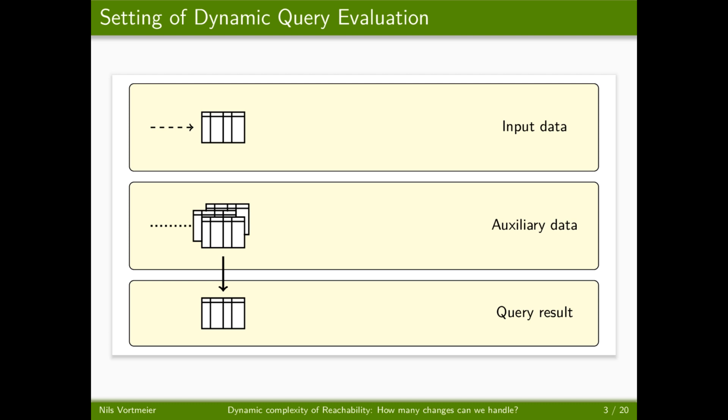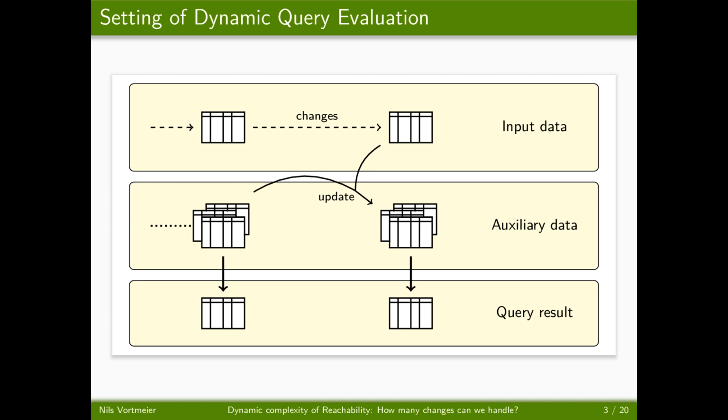So usually the query result is just part of the auxiliary data. Whenever our input data changes, we update the auxiliary data based on its old version and on the change, such that we can again give the answer to the query. And that just goes on when further changes occur.